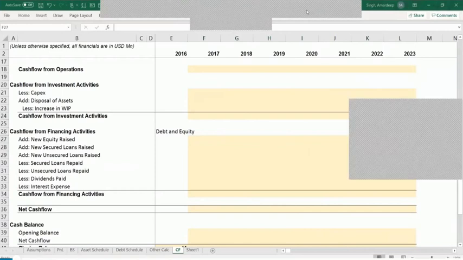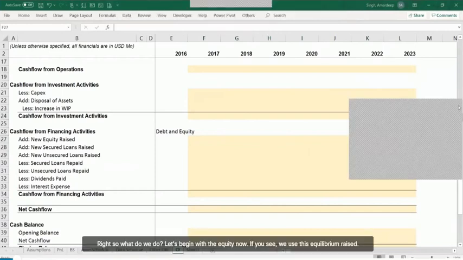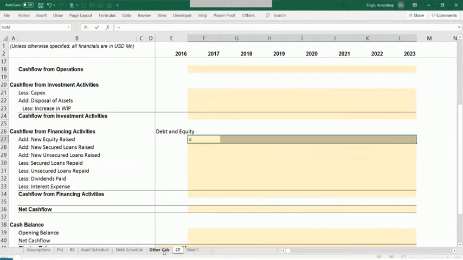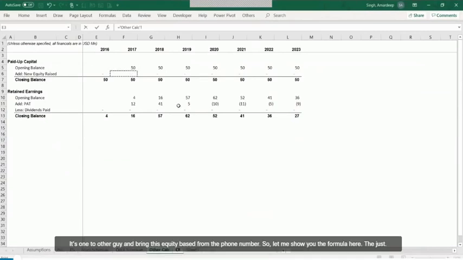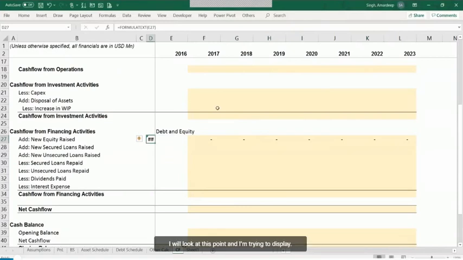So what do we do? Let's begin with the equity being raised. Now, if you see, we kind of use this equity being raised in the other calc sheet. Let's go to other calc and bring this equity raised from row number 6 over here. So let me show you the formula here. Just have a look at this point that I'm trying to display.